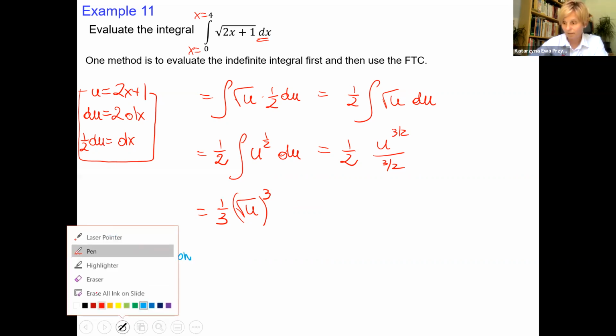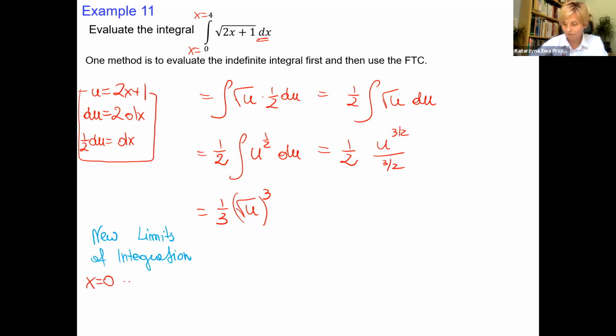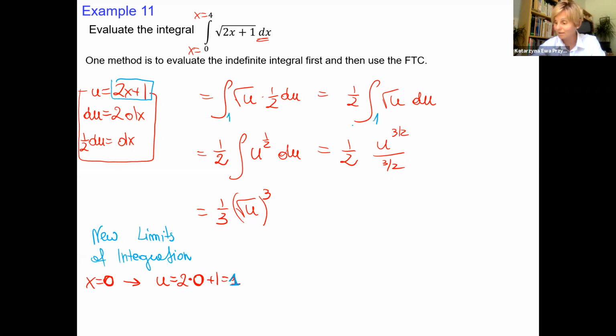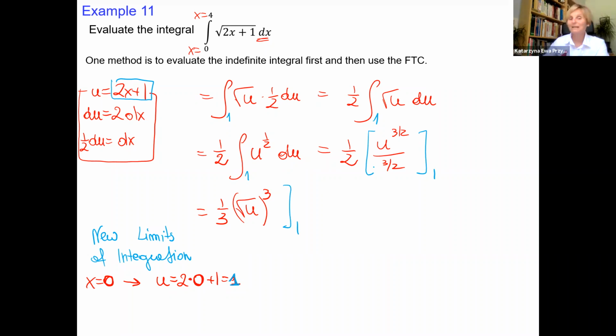We had x equals 0. Now we're looking for the corresponding u. And u was defined as 2x plus 1. We will basically use this formula. 2 times x, where x is 0, plus 1. It is 1. I can put the new limits of integration. Instead of 0, we will put 1. And now I can put 1 everywhere, because I didn't put the limits before.